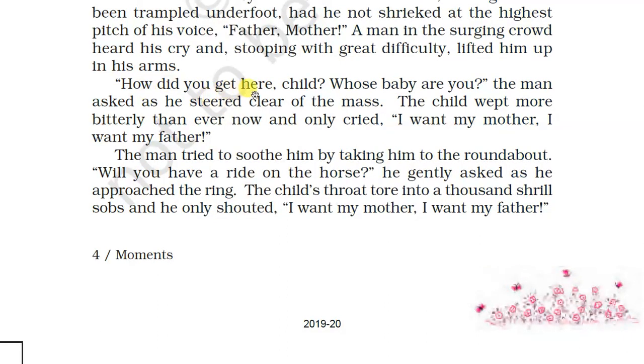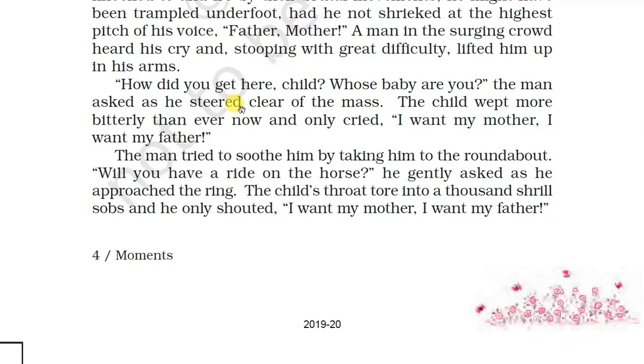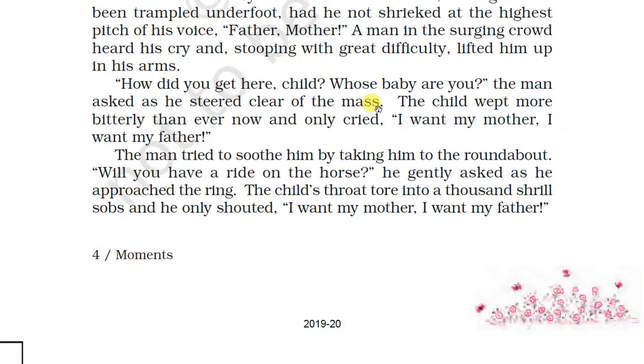So how did you get here, child? How did you come here? Whose baby are you? He was asking for an introduction, to tell him about his mother and father. The man asked as he steered clear. Steered clear means came out of the mass, because the child may not be able to hear what the man was asking. So he came out from the mass. Mass means crowd, the people.